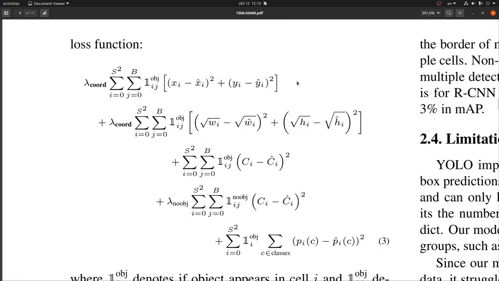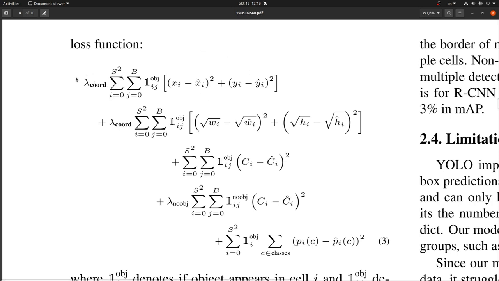So we're only training the one here that was the best prediction. Otherwise this is going to be 0. All right, so we do that, and we go through every cell and see if there is an object in the cell or not, and then we sum all of those together.